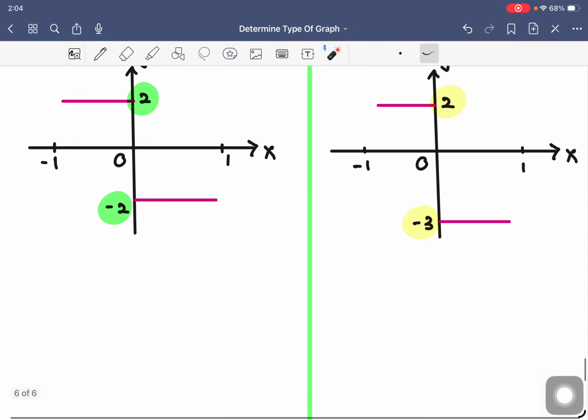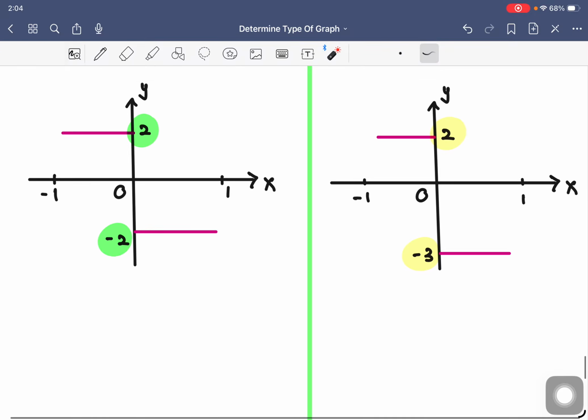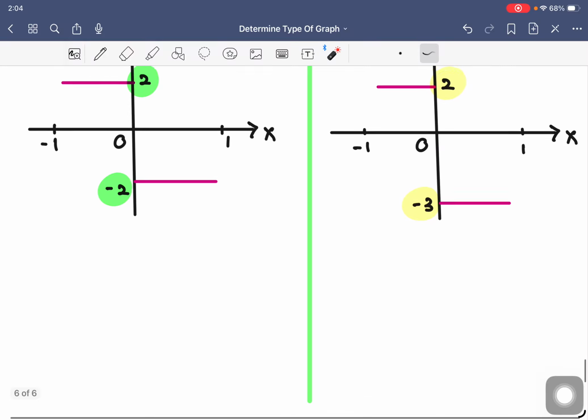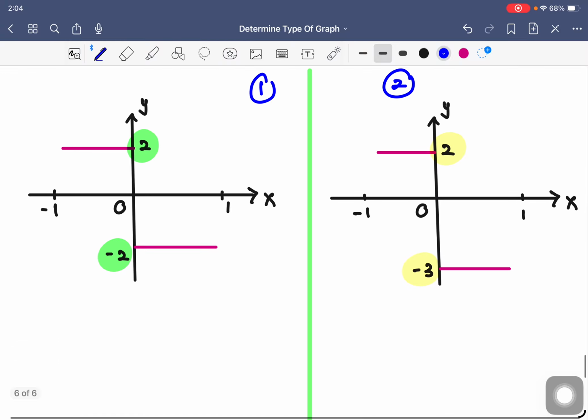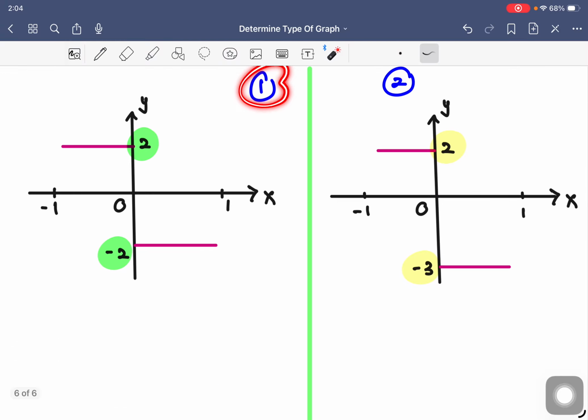Okay, so I give you another example here. So we have the same pattern on the left hand side and right hand side. So I name this one as number 1 and this as number 2. So based on number 1 here, the graph has the same value, positive 2 and negative 2. But for graph number 2 here, we have different values, positive 2 and negative 3.